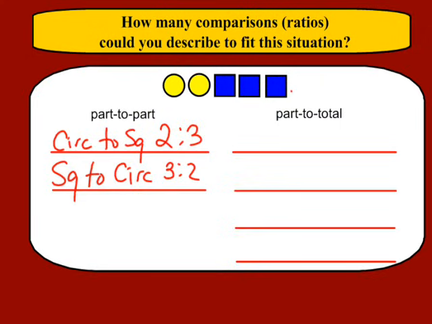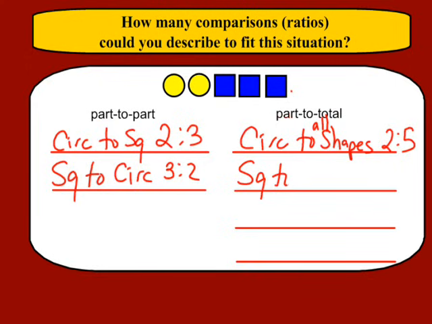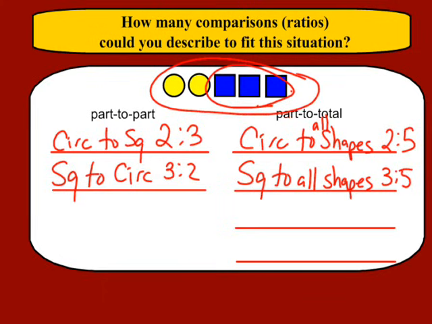Now we're going to write 4 part to total ratios. So the ratio of circles to shapes. And maybe I'll even say all shapes. Circles to all shapes. So circles, there are 2. To all shapes, there are 5 total shapes. We could also do squares to all shapes. So that would be 3 to 5. So we're comparing a part to the total number, a part to total ratio.